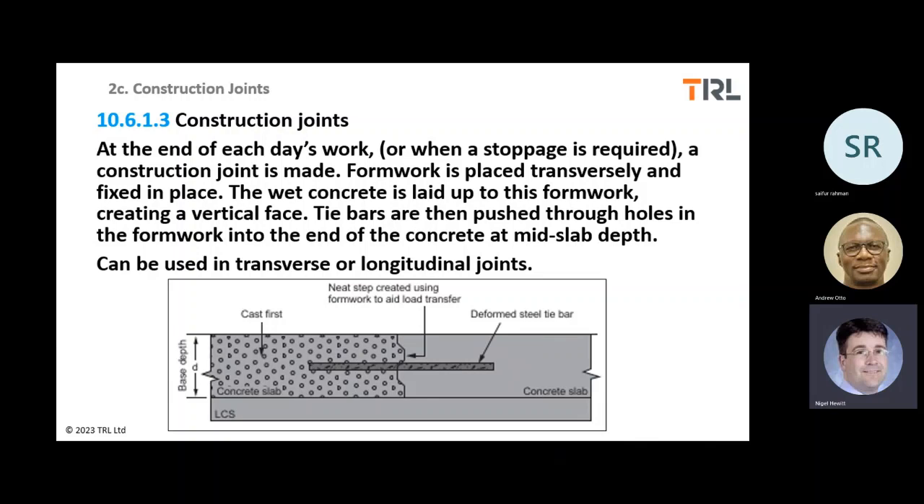So the following day you come along and you take off the formwork and you lay the new concrete against the old one, and these are locked together. So this is not a transverse joint, you're just locking the two slabs together as though they were one.